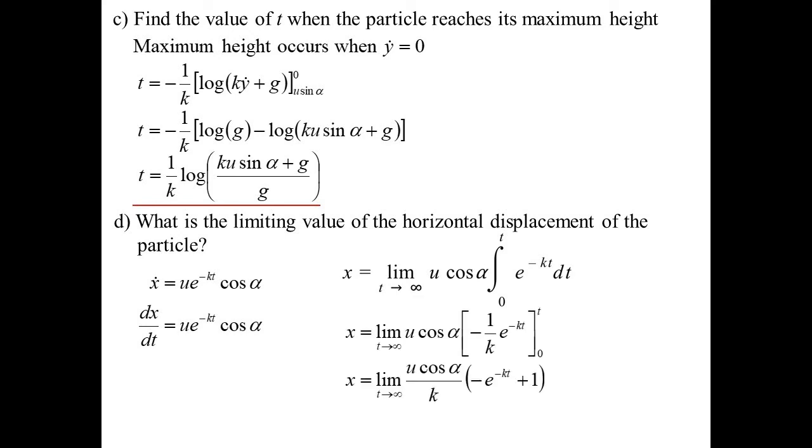Substituting in, we get e minus e to the minus kt plus 1, a backwards exponential, that approaches 0, therefore x will be u cos alpha on k.